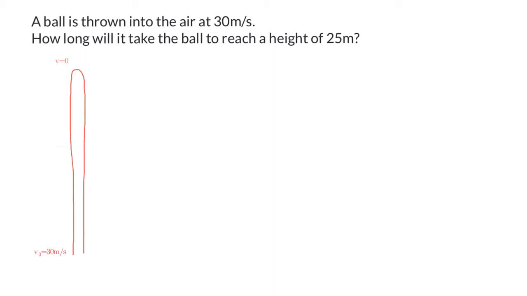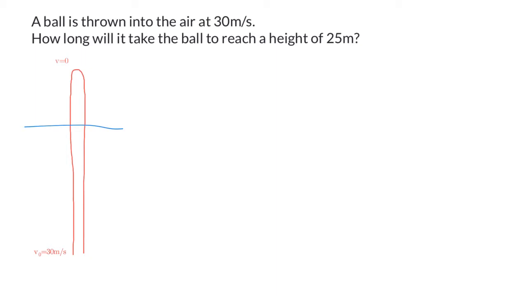the ball to reach a height of 25 meters. So that's going here all the way up, but we don't actually know where 25 meters is. We cannot assume that 25 meters is up here at the top. It's going to be somewhere else. So, for example, 25 meters might be right about there.